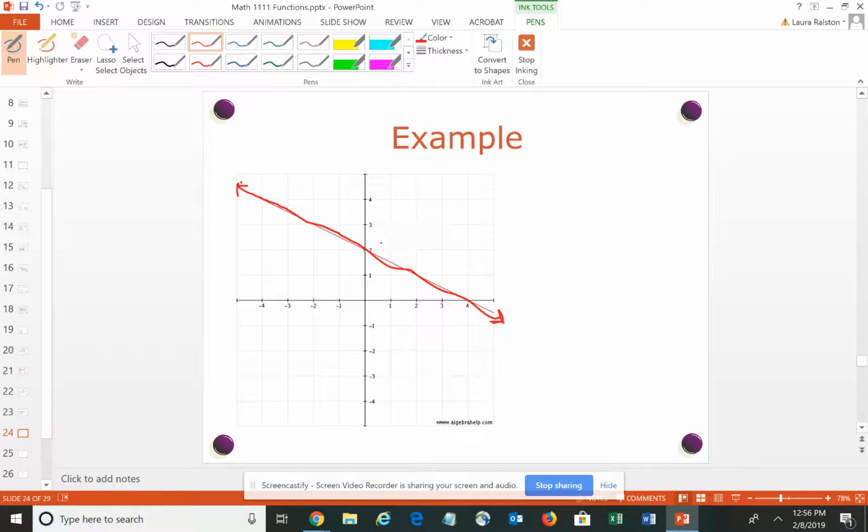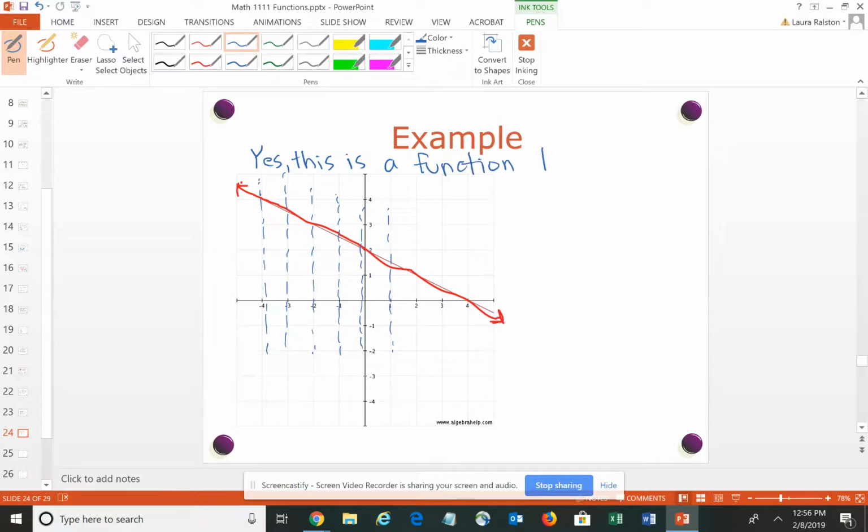Okay, so I'm going to visualize vertically, hold my pencil vertically, and I'm going to kind of draw some in here so you can see it. But visualize vertical lines. Imagine this is your pencil, and you're visualizing these vertical lines. Any of those vertical lines, no matter where I draw it, it only crosses the graph one time. And one time is acceptable. So we would have to say, yes, this is a function, and it's a function because it passes the vertical line test.